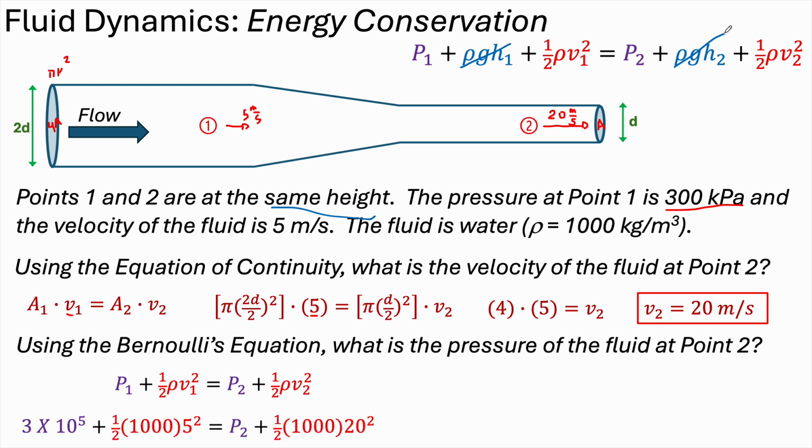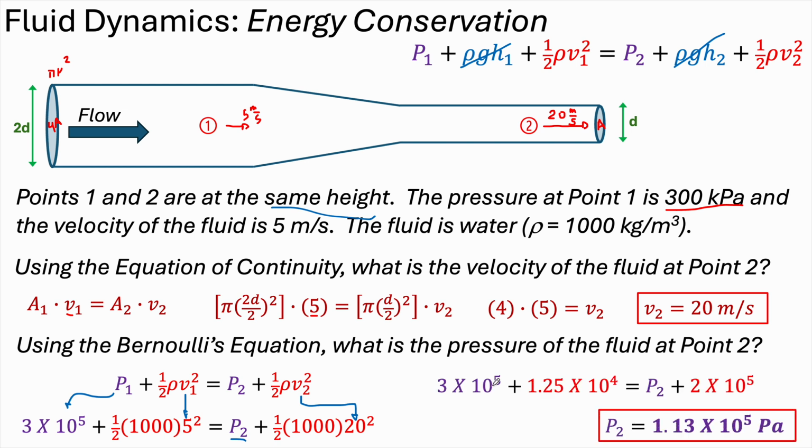Plugging in the numbers we know, the pressure over on this side is this. The velocity here is 5. Density is 1,000. We're trying to find this pressure here, and we know the velocity over on this side at point 2 is 20 meters per second. Solving the numbers gives us that. We're solving the pressure then. We get this, 1.13 times 10 to the 5th pascals, or 113 kilopascals. Bernoulli's equation, pretty doggone easy.